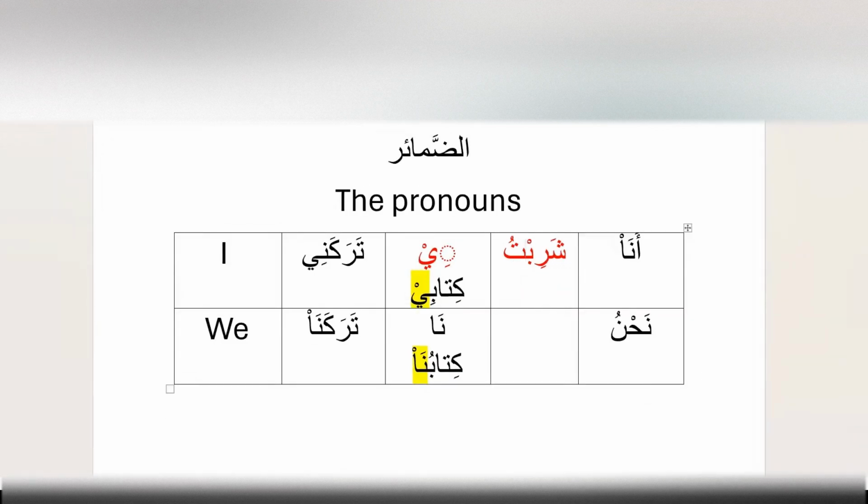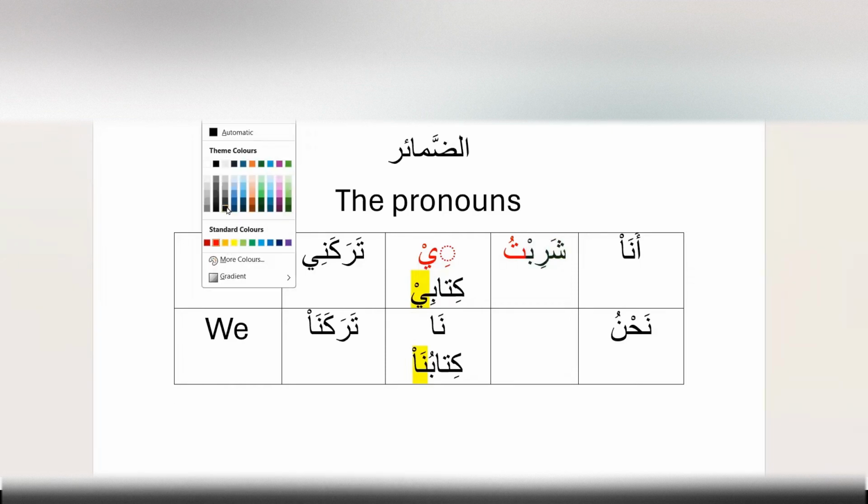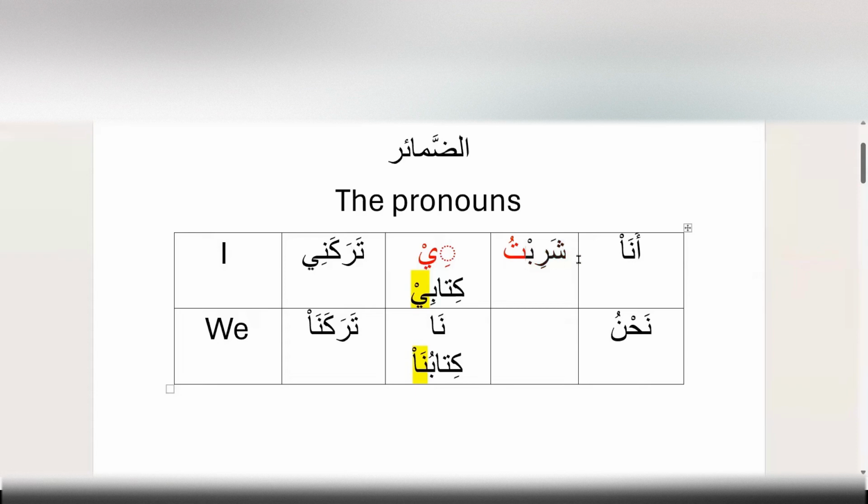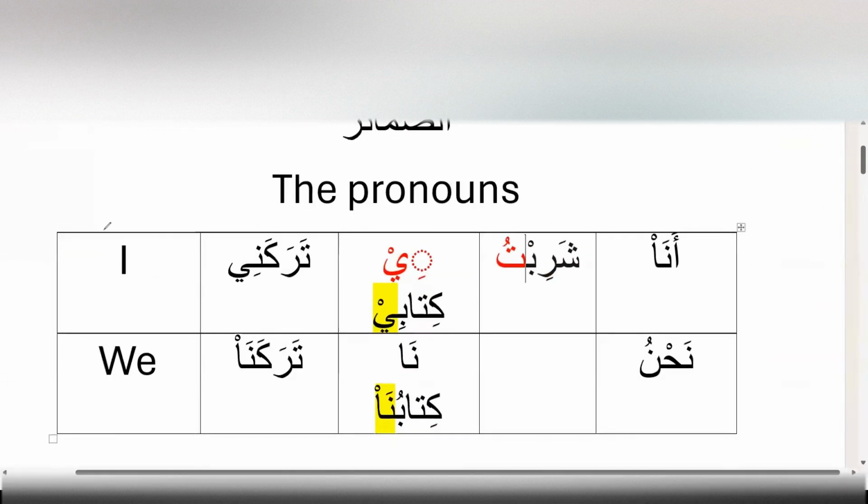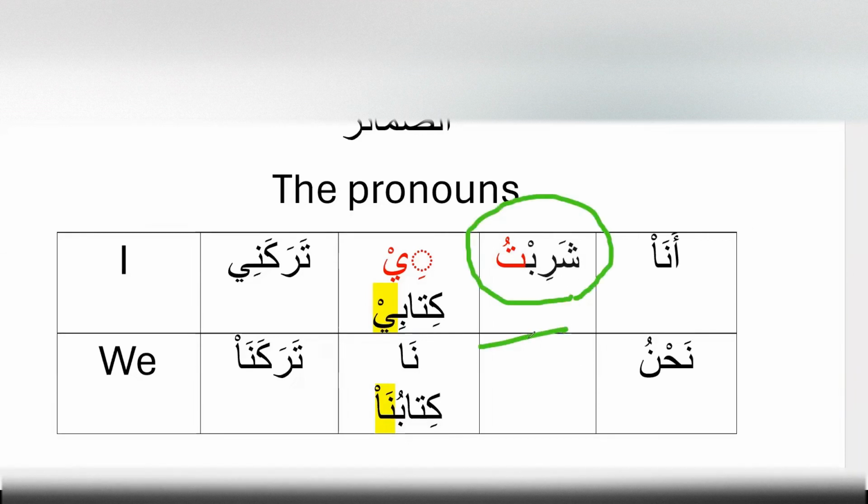I need more space. Okay, keep it like this. And just I color this black. Okay. This part in black is the verb, and this one is the subject. So this whole word means, I drank.